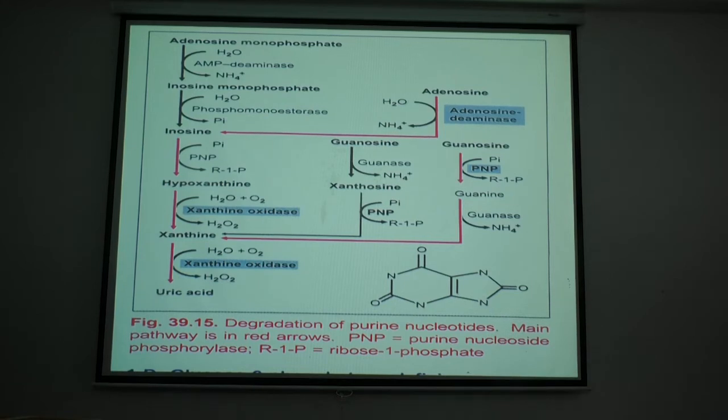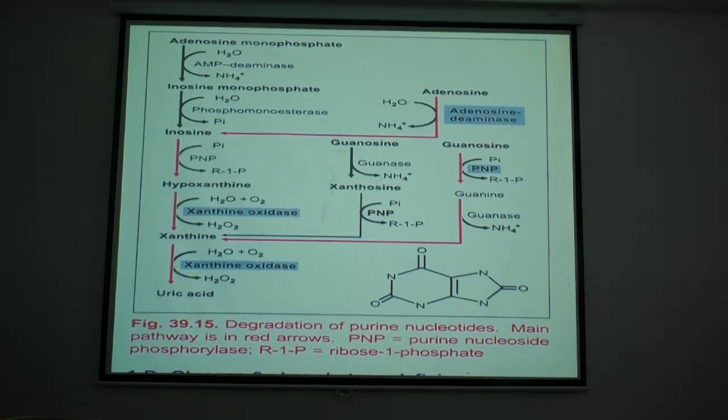Examples of suicide inhibition may also come. In suicide inhibition, you can give xanthine oxidase as one example. Once allopurinol binds with xanthine oxidase, it forms alloxanthine, which is a more potent inhibitor of xanthine oxidase. This is an example of suicide inhibition.